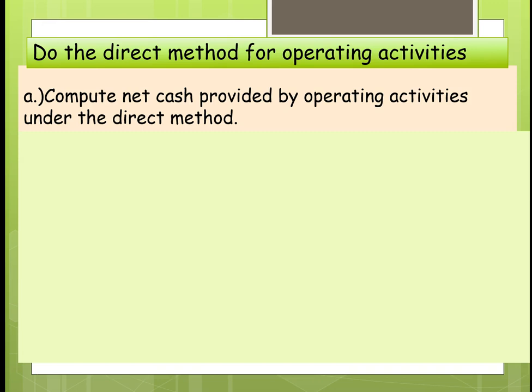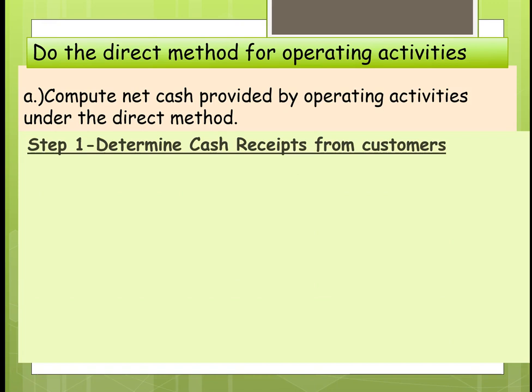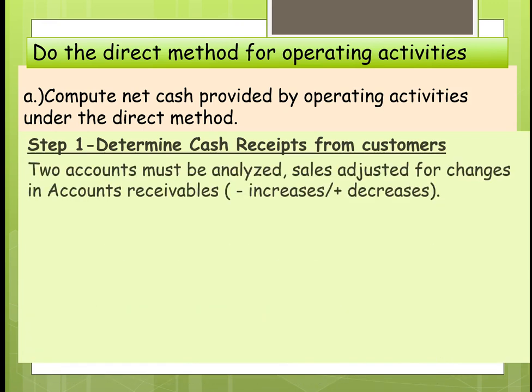So, to do the direct method for operating activities, the first thing we're going to try to figure out is how much cash do we collect from customers. So what we need, two accounts must be analyzed. Sales adjusted for changes in accounts receivable. If accounts receivable goes up, that means part of our sales are non-cash, so we have to take it out. And if it went down, that means we have to add it back in because we received more cash than we made in sales.